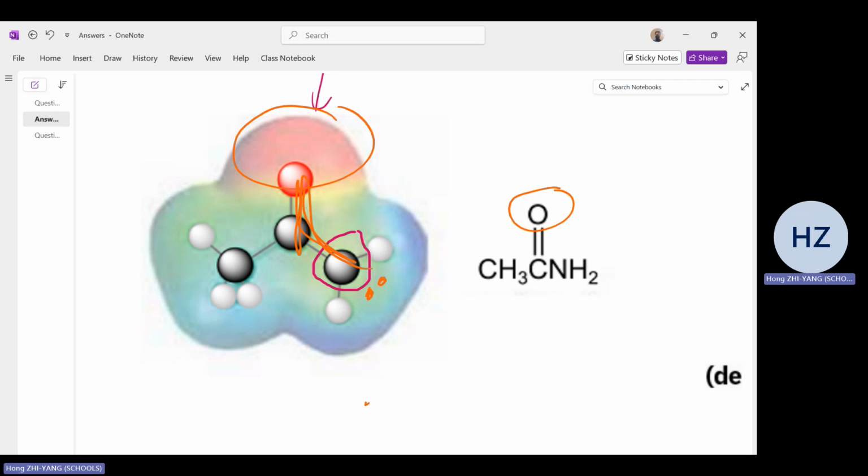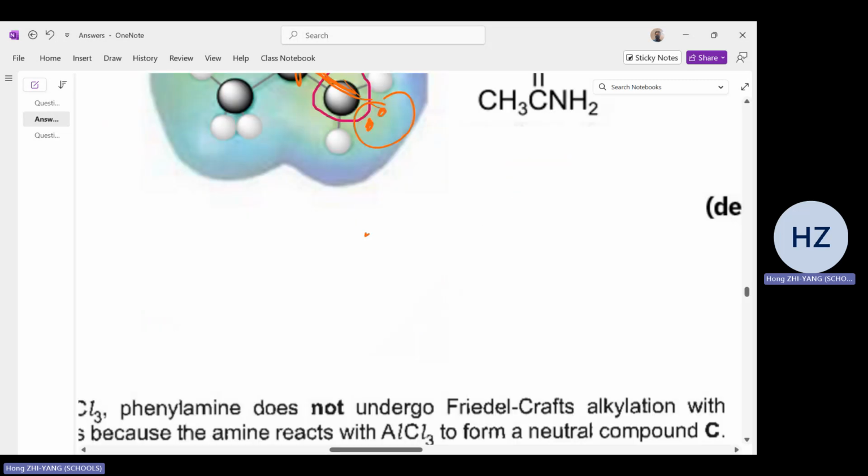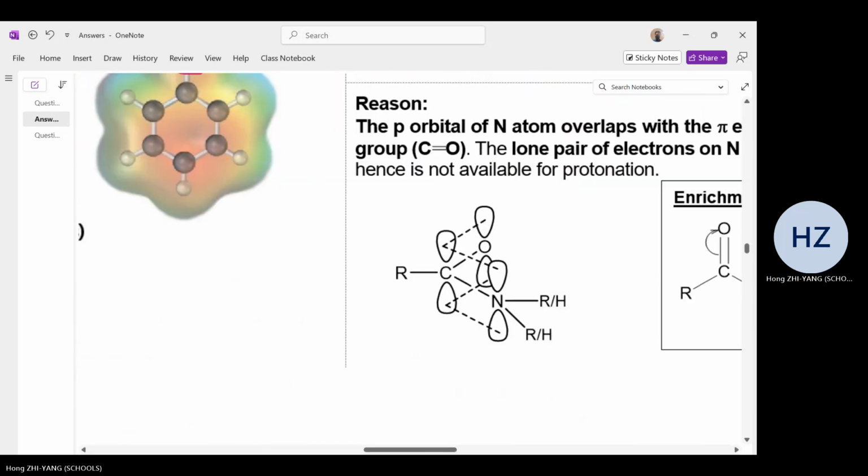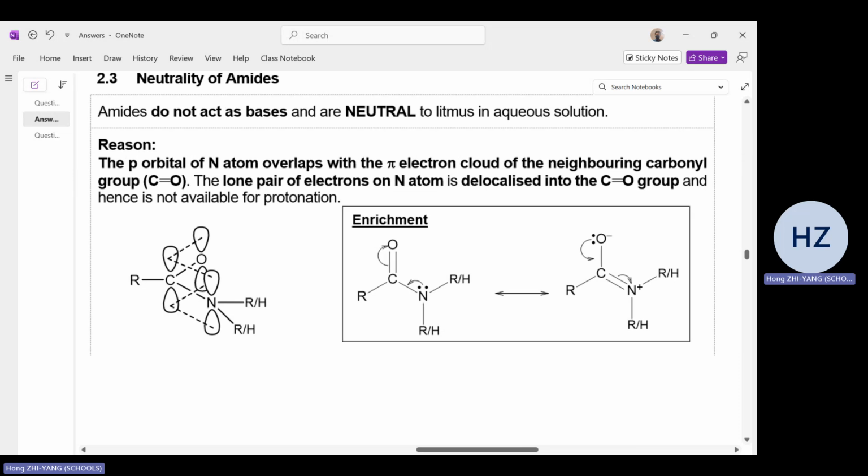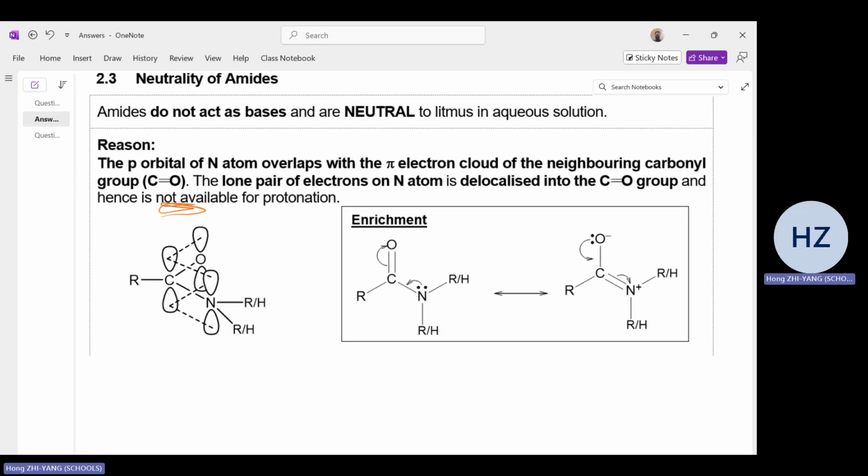Oxygen is the most electronegative element in the compound. So your lone pair technically resides more towards the oxygen side. So it's delocalized, correct, but it's more on the oxygen area. So our answer to you is, it is not available for protonation. Yeah, it's that bad. It got delocalized to the point that it just cannot be a base anymore.